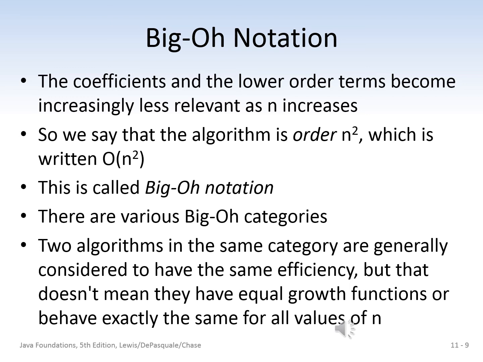Therefore, we say that the algorithm is order n squared, which is written O of n squared. This is called big O notation. And there are various categories of big O notation. Two algorithms in the same category are typically considered to have the same efficiency. However, that doesn't mean they have equal growth functions or behave exactly the same for all values of n. They're just simply in the same big O category.